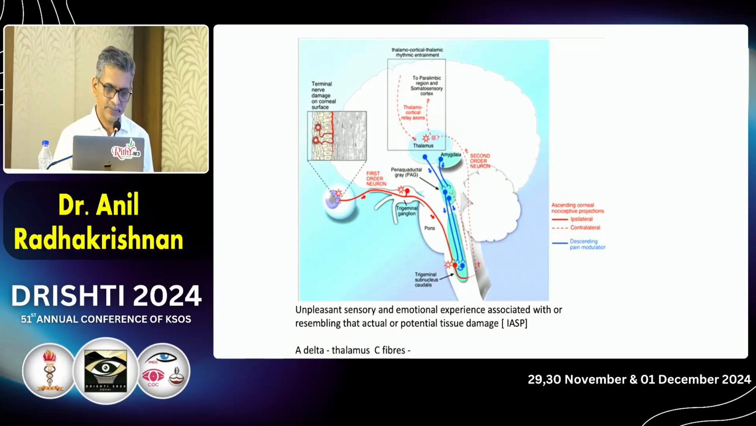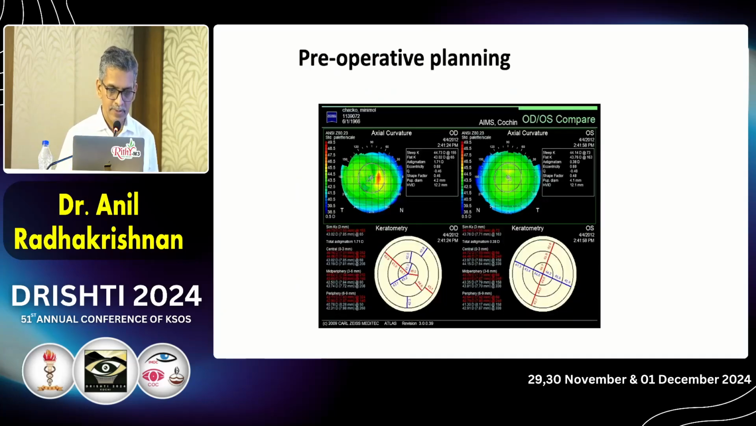So you have this A delta which conducts the fast pain. That is when you have a corneal abrasion, you have a sharp pain. That is through the A delta. While the slow pain, you have this dry eye and dysesthesia and all these. These are through C fibers.